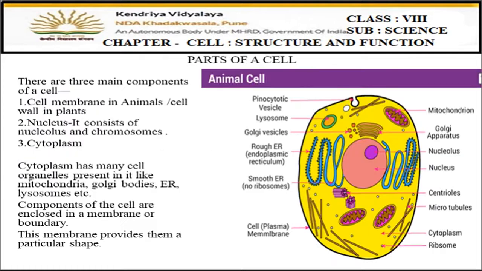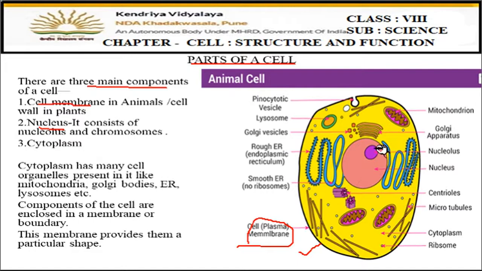So, let's start, children, with the first topic, that is parts of a cell. This is an animal cell diagram shown here. You can see that the cell has three main components. One is the cell membrane, which you have already studied in the last session. The cell membrane is the boundary of the cell, and this cell membrane is also known as the plasma membrane.